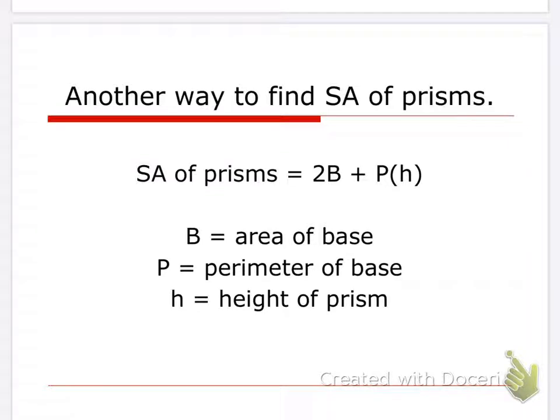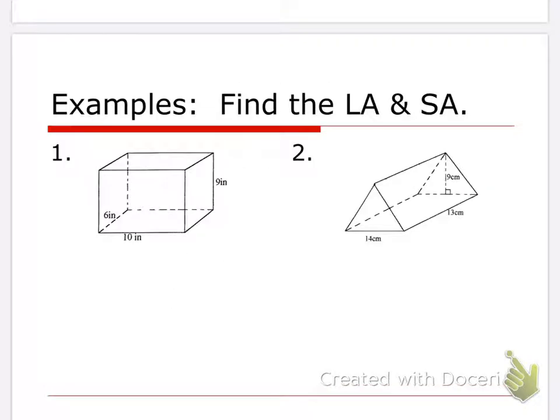Another way to find the surface area of prisms: the surface area is 2 times the area of the base plus the perimeter of the bottom. Oh, it already tells you that. I don't know why I'm writing it out. Area of the base, perimeter times the height of the prism. Okay, so for this one, we had to figure out our base. I'm going to declare that this part here is my base. You could have done the other portion, that's fine too. But this is our base.